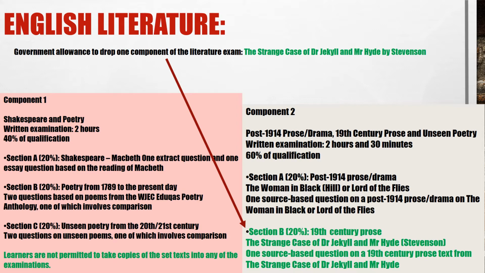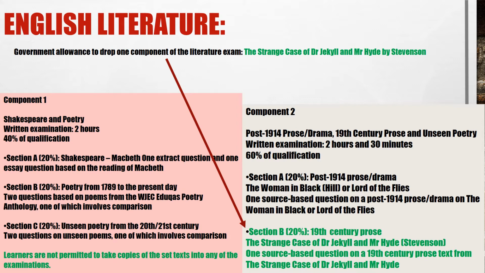We could have chosen between the poetry section or The Strange Case of Dr. Jekyll and Mr. Hyde. We have chosen Dr. Jekyll and Mr. Hyde simply because this text is a Victorian text. Though it's short, it is absolutely taking up about 7 to 8 weeks to teach, and the language in there is very difficult for our learners.